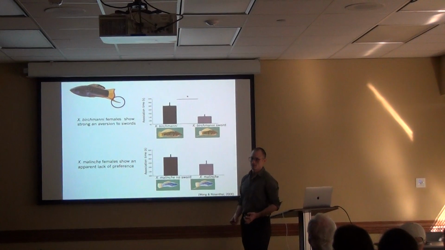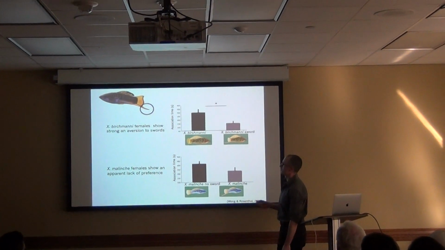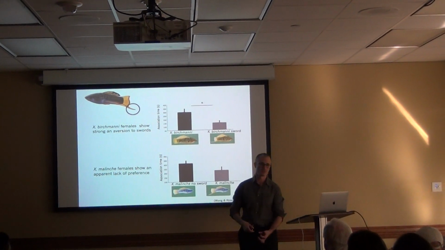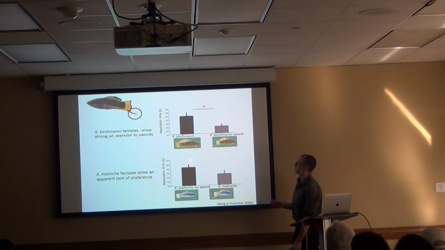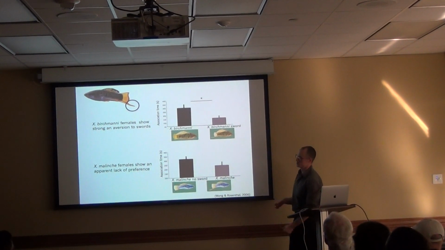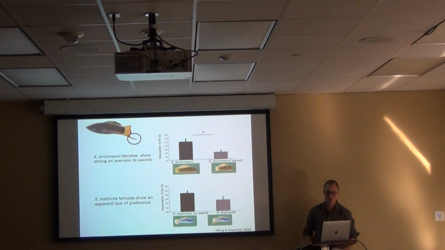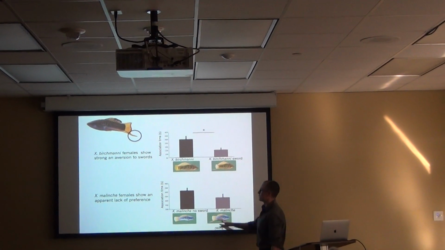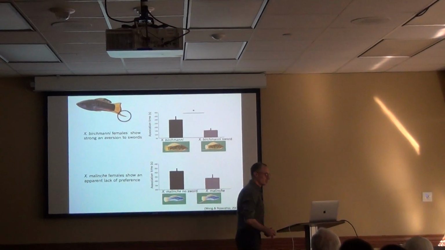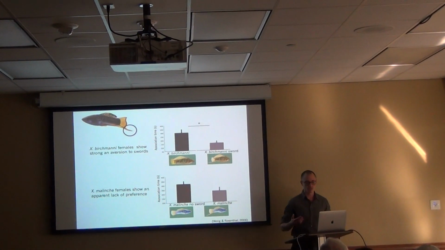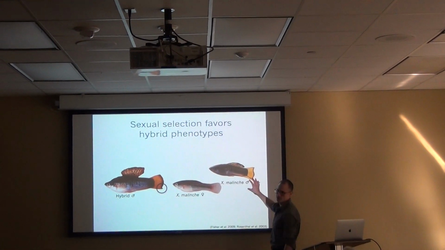In swordtails, we know that females from Birchmanni specifically have an aversion to males with a sword. This was shown using video feedback and animations. If you show a female a male with no sword and a male with a sword, they will go specifically with the one that has the smaller sword. Females from Malinche don't care, they are like whatever. So we see some sort of selection against this phenotype happening here.